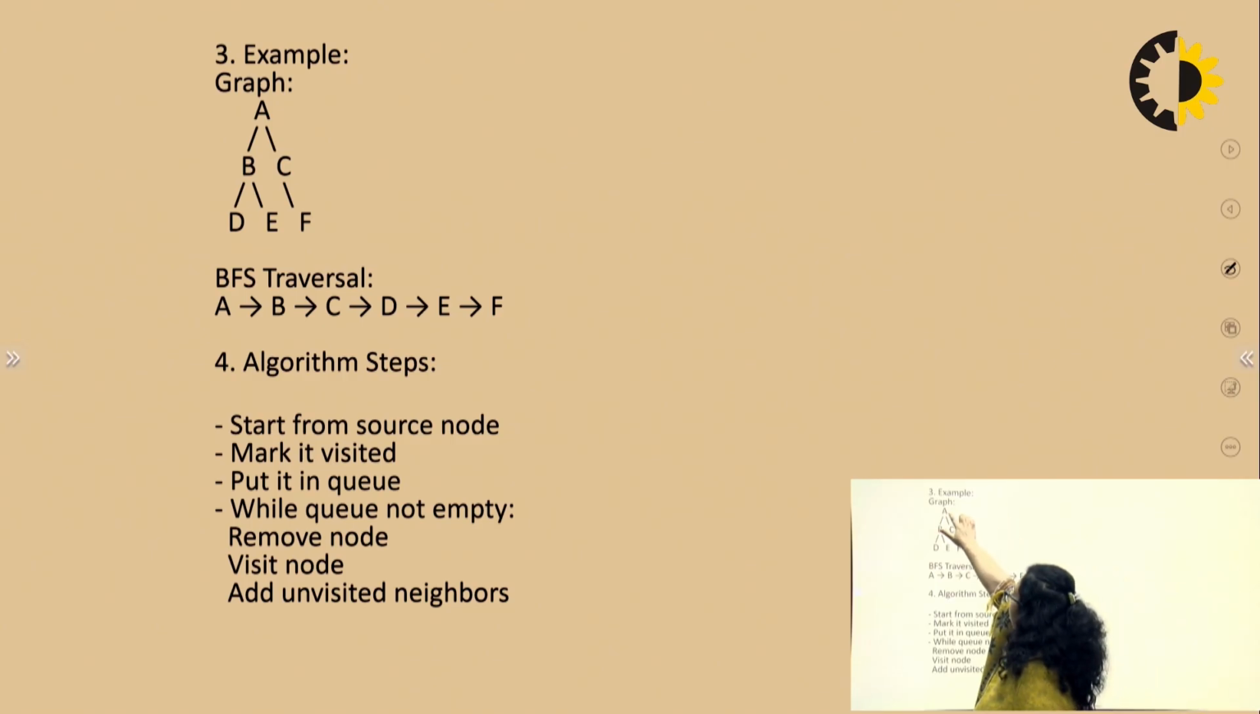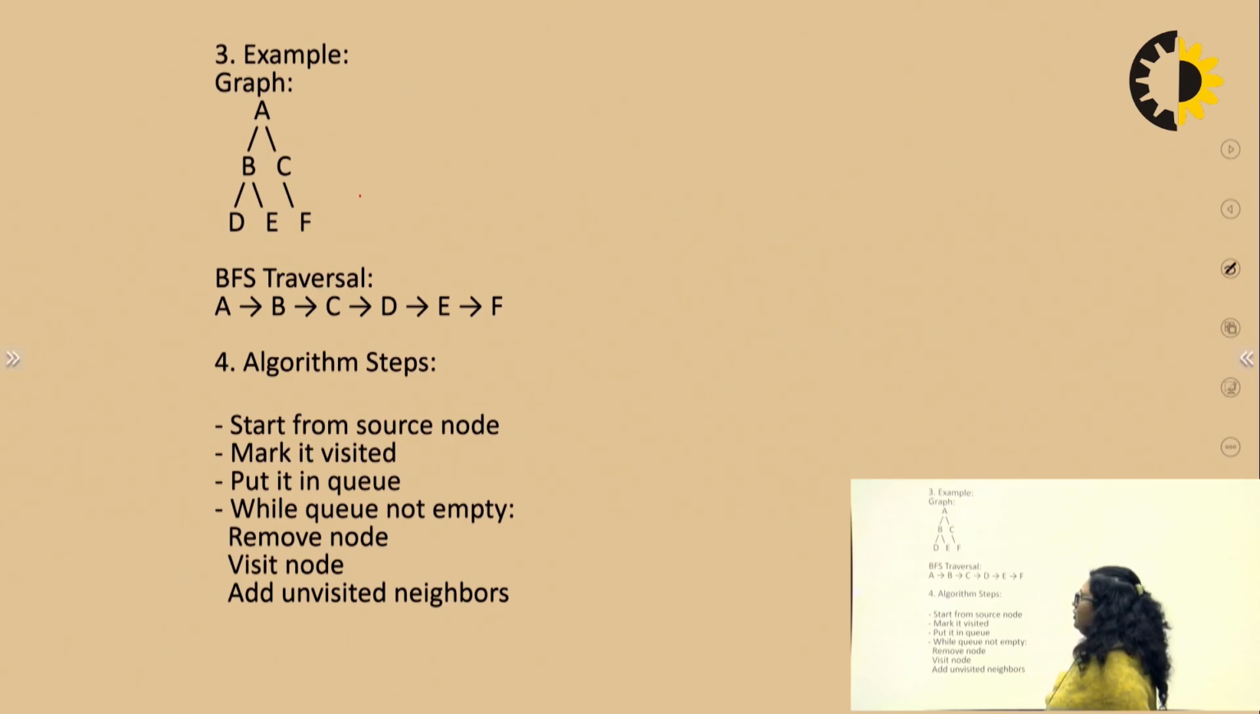So BFS traversal will be like this. It will start with the start node A, then it will move to B, then C. Then we will move to the next level, that is D, then we will cover E, and then it will cover F. So in this way, there will be a traversal of BFS.